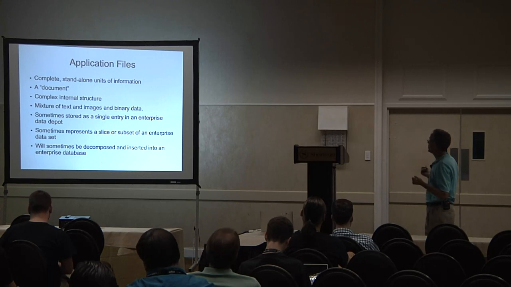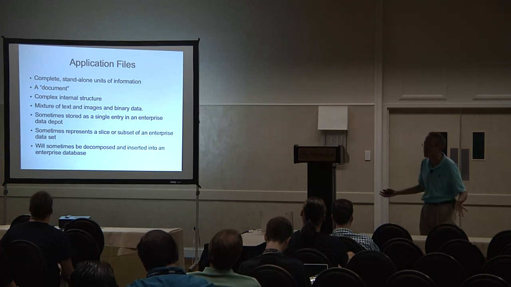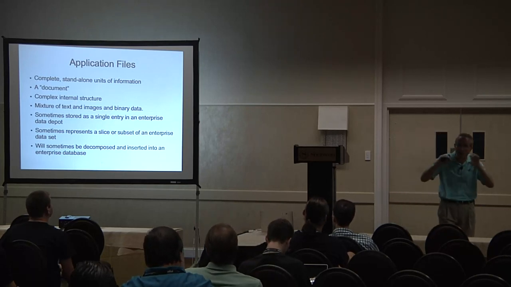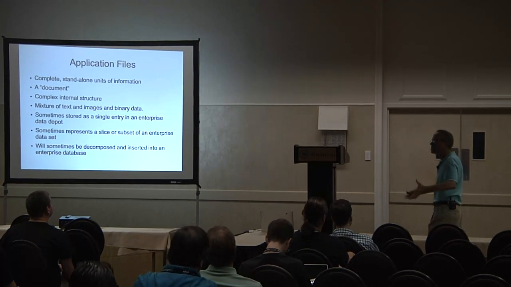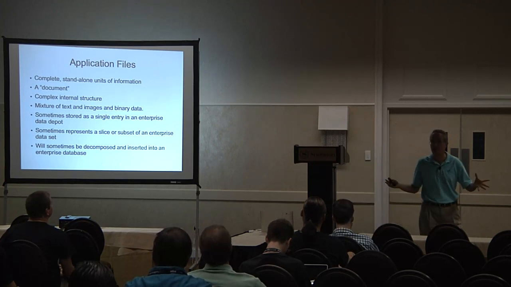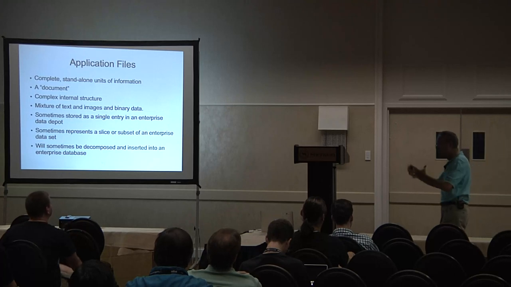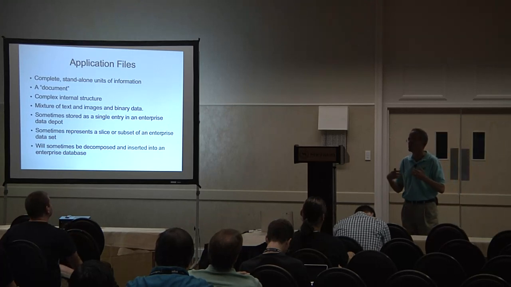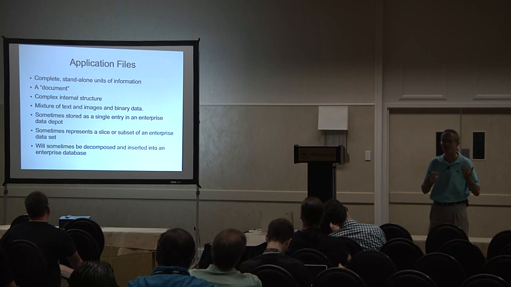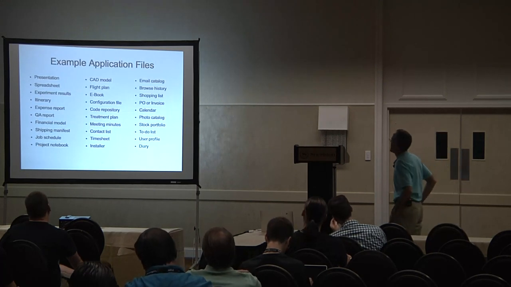Now, sometimes people store documents as a single entry in your enterprise database. In fact, we have a whole class of database engines, document databases, like MongoDB. Sometimes people will take a document and tear it all apart, extract the individual pieces of information, and then store it in their enterprise data depot as fields scattered all over the place. Other times, you'll have a massive enterprise database, which maybe has all the sales history for your entire enterprise, and you want to extract a document from that, which is just the sales information for a particular customer. You might pull out a slice. So there is some intermingling between the ideas of an application file and an enterprise data depot, but they're really very distinct.